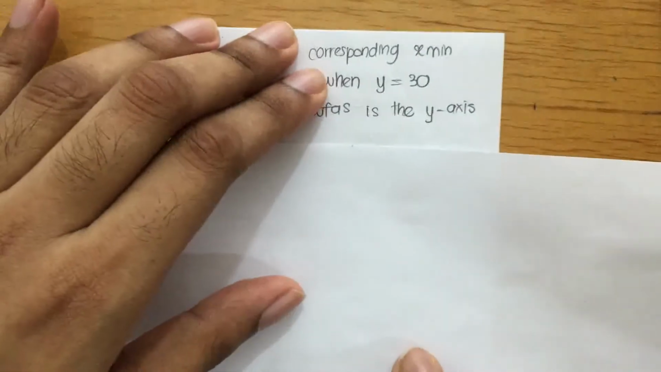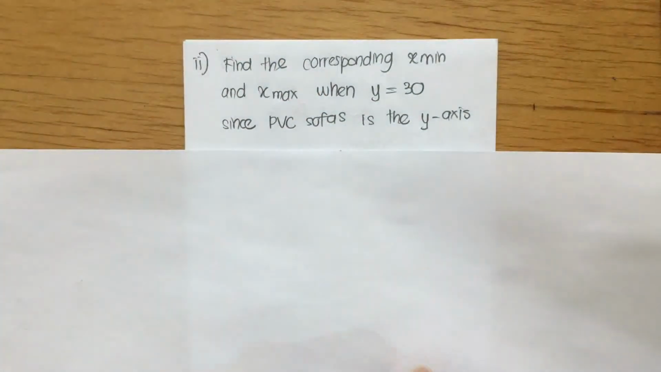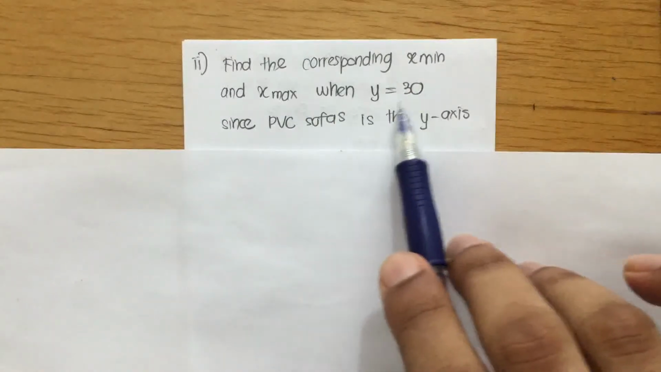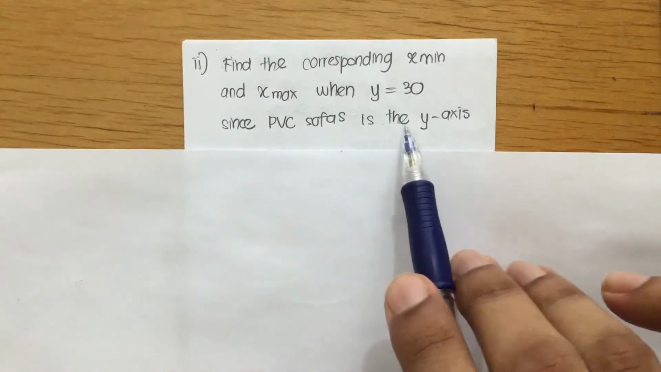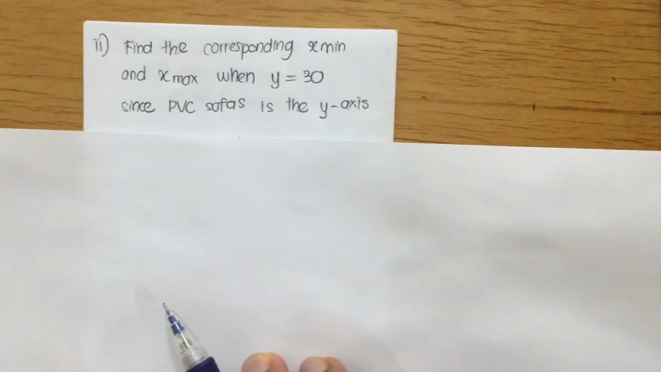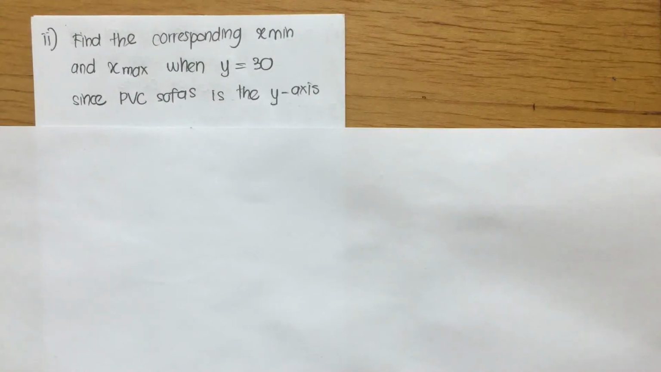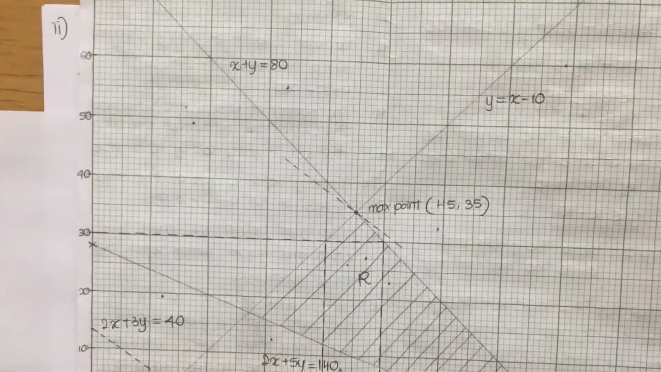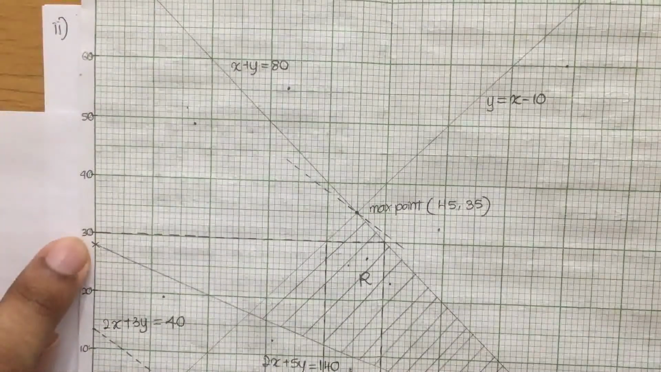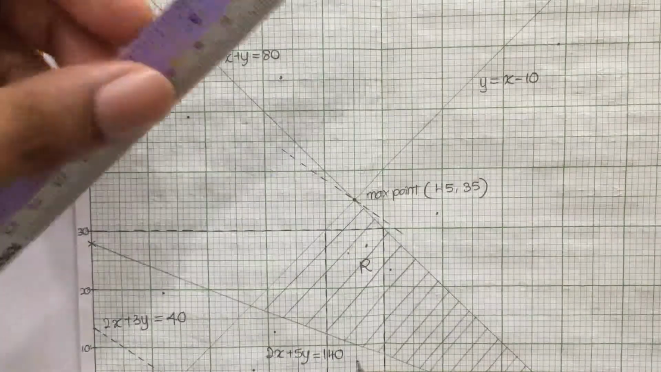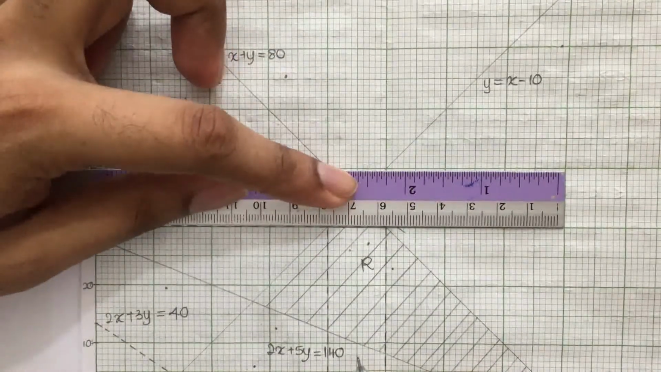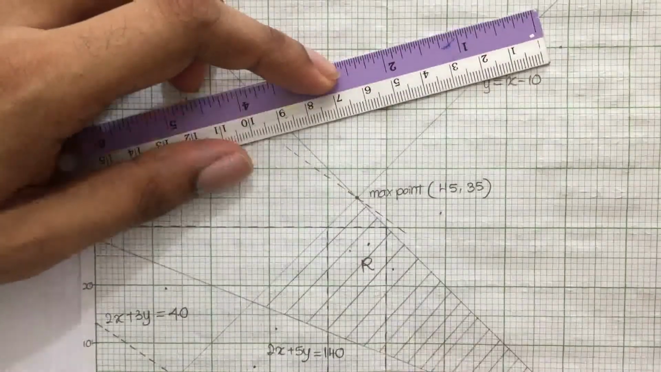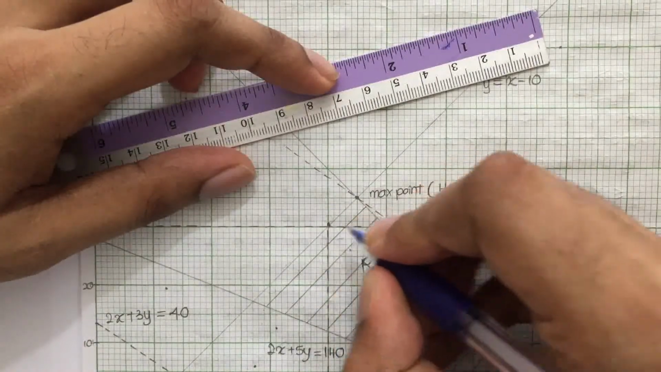Okay, for the question C part 2, what we need to do is find the corresponding x minimum and x maximum when your y equals 30. So why y equals 30? Since your PVC sofas is on the y-axis. Okay, let me show you the graph now. Okay, so this is your graph paper. Can you see the y equals 30 over here? So you take your ruler over here, and then you plot over here. And you can see that it's intersecting at 2 points over here. One is here and one is here.